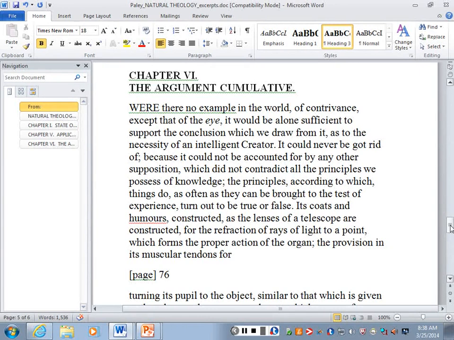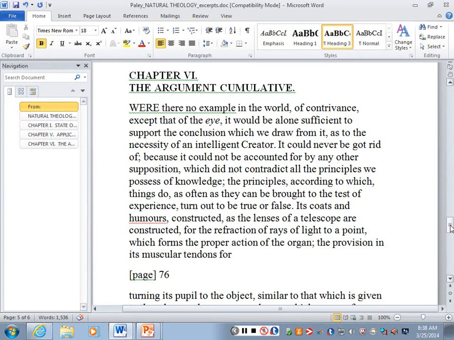So here's the analogy, right? The watch has intricate parts that work together to fulfill a purpose. It didn't get that way by accident. It wasn't produced by the forces of nature around it. There had to have been a designer and builder of the watch to have it fulfill that purpose.